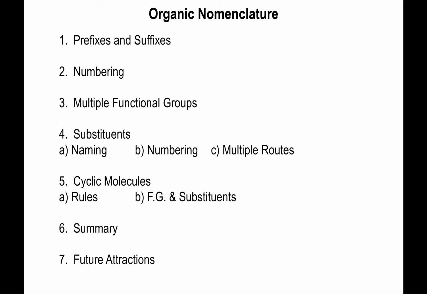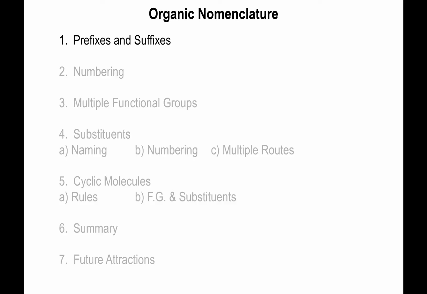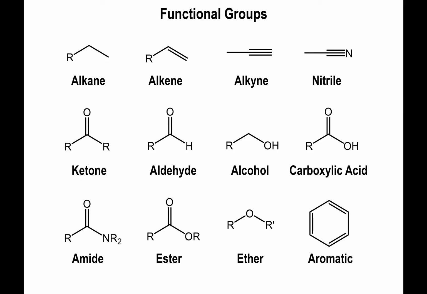Organic nomenclature. This is where you learn how to name organic molecules, and there is a systematic procedure that we use to name molecule to molecule to molecule. And the first thing we're going to talk about is the prefixes and suffixes that are utilized in the context of functional groups and the number of carbon atoms present in the molecule.